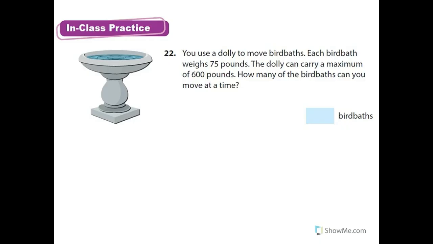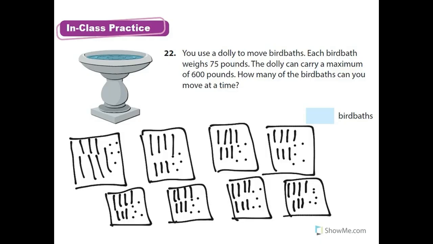22. Read and solve number 22. You use a dolly to move bird baths. Each bird bath weighs 75 pounds. The dolly can carry a maximum of 600 pounds. How many of the bird baths can you move at a time? Well, I'm going to pause this and show you what it's going to look like with the grouping model. With the grouping model, I'm going to have 8 bird baths.